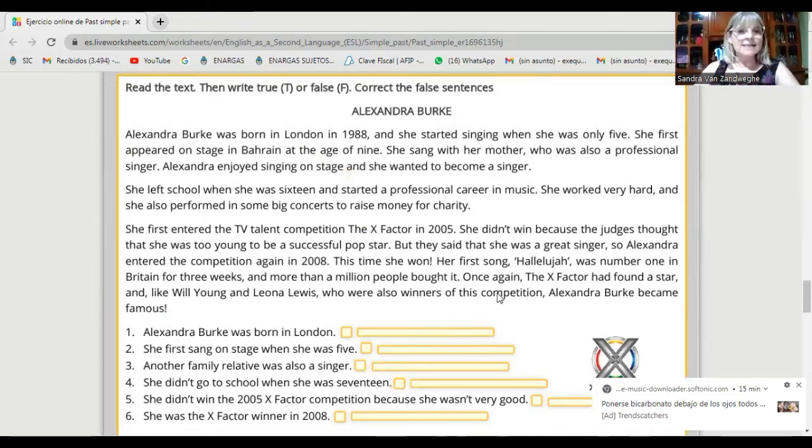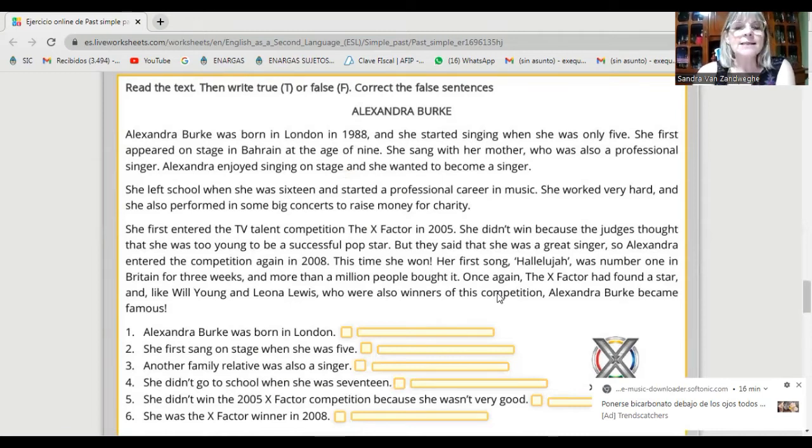Alexandra Burke was born in London in 1988, and she started singing when she was only 5. She first appeared on stage in Bahrain at the age of 9. She sang with her mother, who was also a professional singer. Alexandra enjoyed singing on stage, and she wanted to become a singer. She left school when she was 16 and started a professional career in music. She worked very hard, and she also performed in some big concerts to raise money for charity.